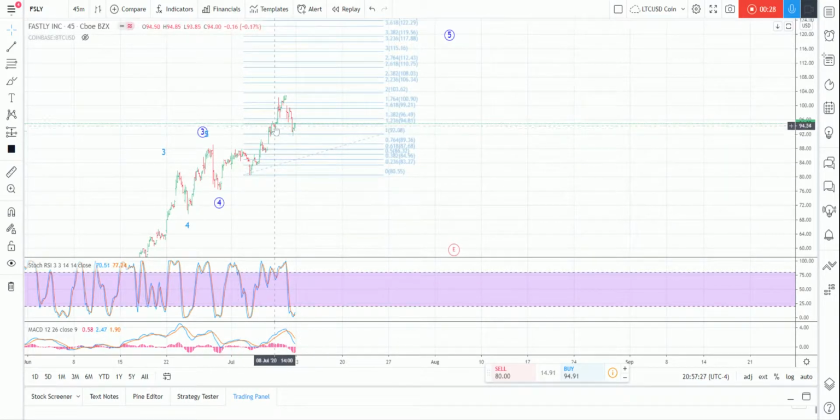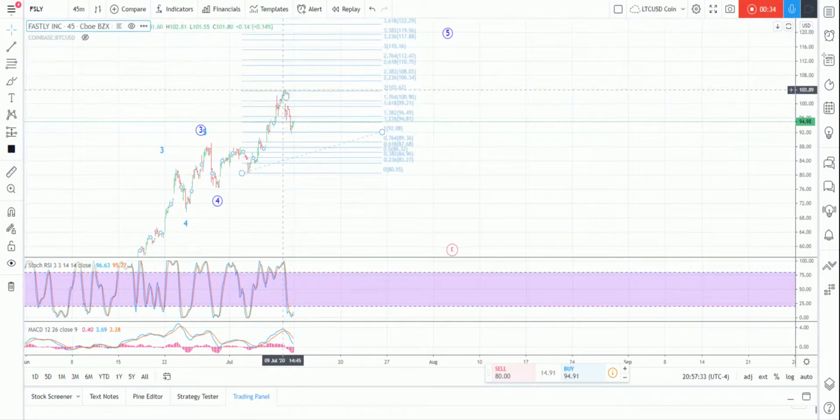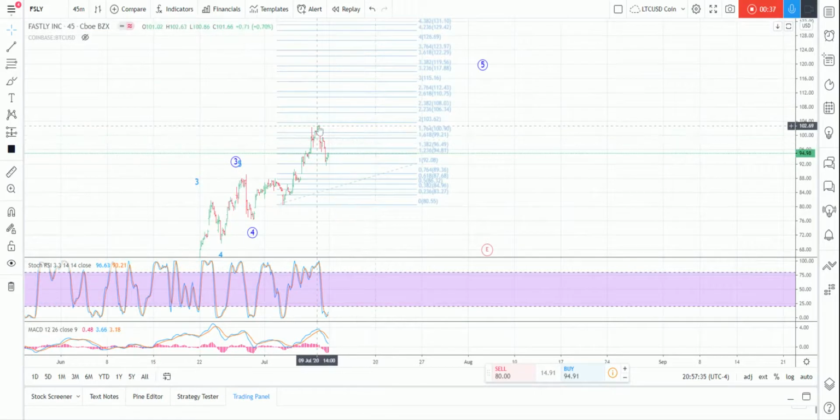Usually a third wave would hit the 1.618 fib. This got close to the 2. Usually if it hits the 1.618, then it's going to hit the 2. But this hit around the 2 to start off this third wave. So I'm expecting this to get into this area just because of how far this wave 3 ran.